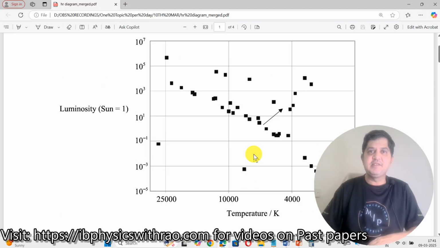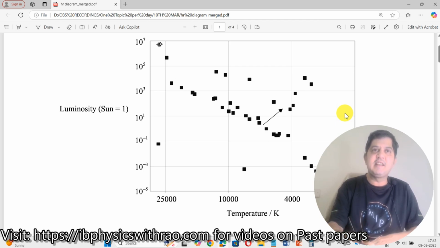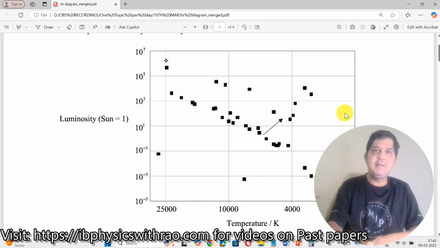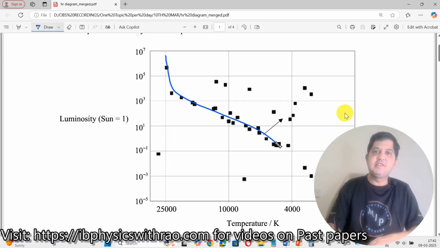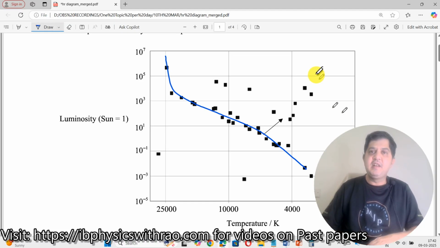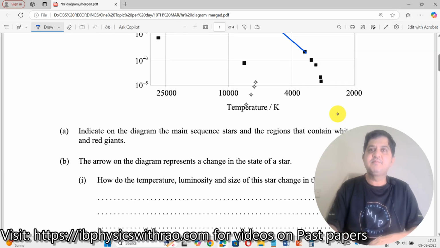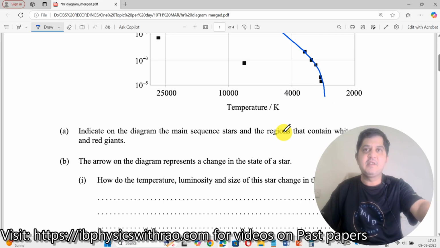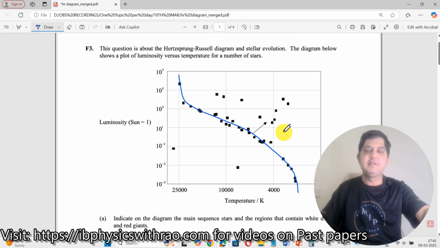Now, if you remember this, you can draw that the main sequence stars will always represent something like an S, from the top one to the bottom. So this will be my main sequence. All the stars which are lying on this will represent the main sequence stars. Maybe I will reduce this a little bit so it becomes more clear within the field of view.